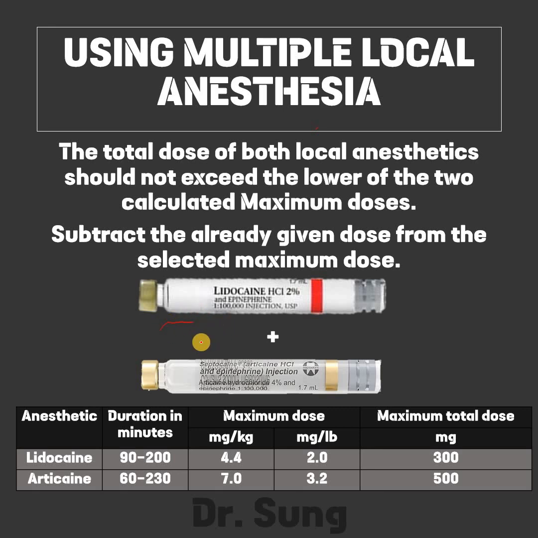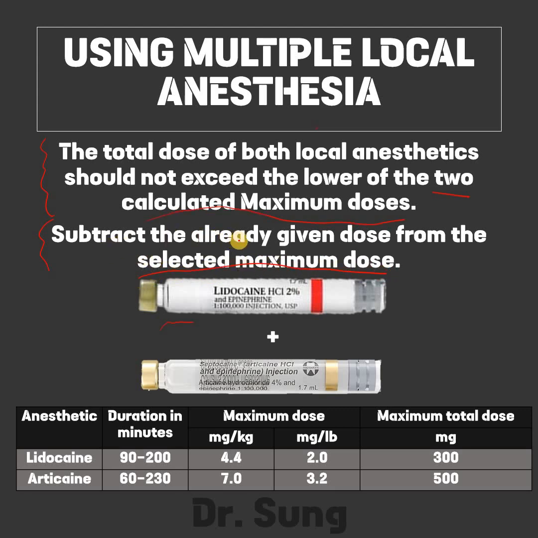At the time you use multiple local anesthesia, you need to know how to calculate it, because we don't want to overdose the patient and risk the patient by addressing the wrong local anesthesia amount. So here are the two rules that you need to follow. The total dose of both local anesthesia should not exceed the lower of the two calculated maximum doses, which means that you need to calculate these two maximum doses, and you need to select one.